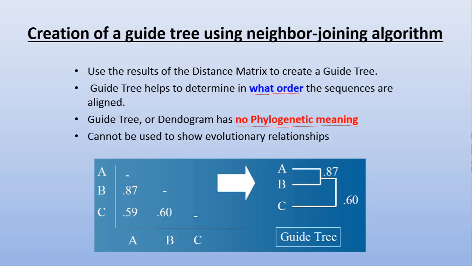This is very important because I have seen a lot of students infer that these two sequences are related to each other. That is not supposed to be inferred. The objective of the guide tree is to decide in what order these sequences need to be aligned. Therefore, this guide tree cannot be used to show evolutionary relationship, as it only corresponds to how close or how distant two sequences are to each other. That is what this guide tree means.